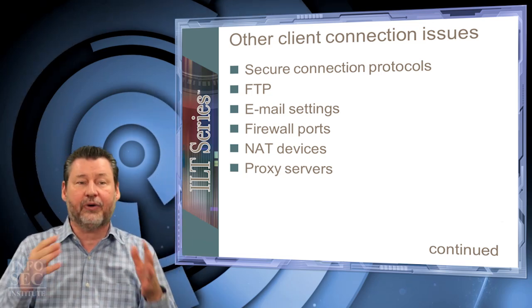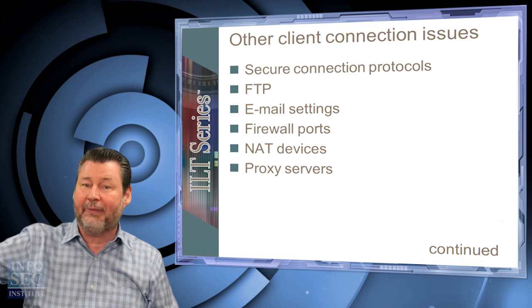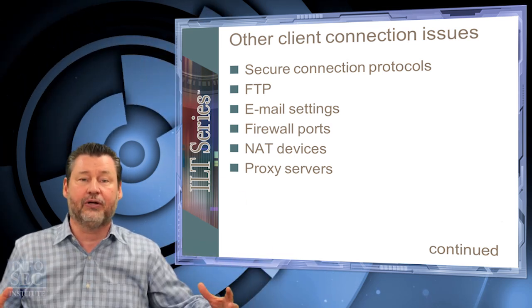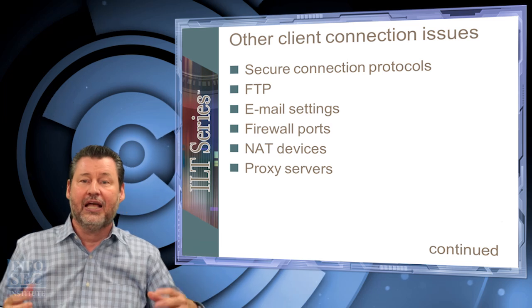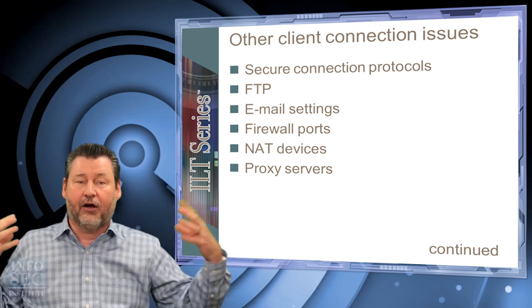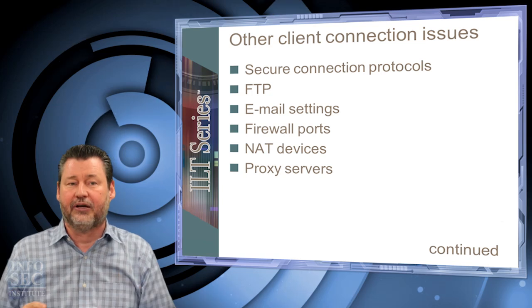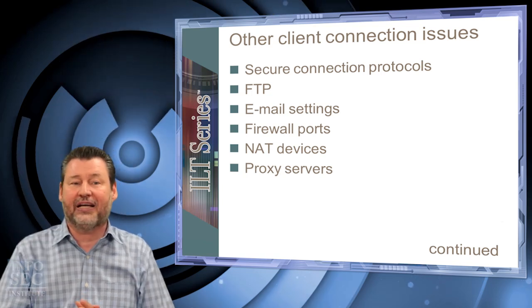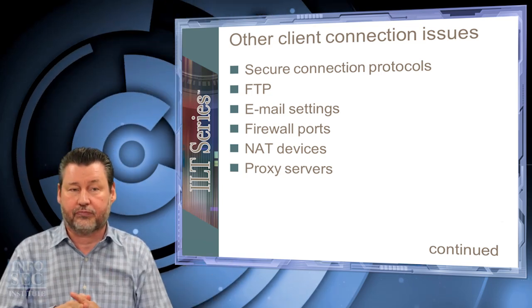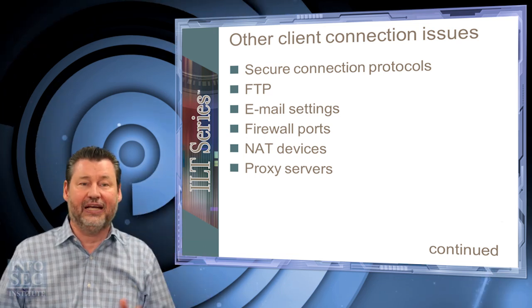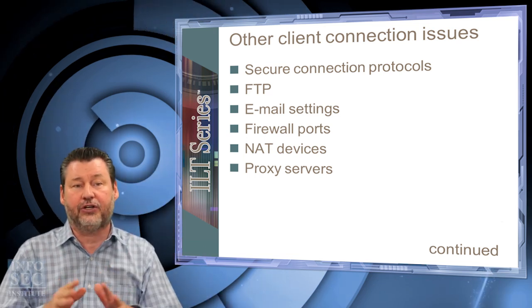NAT devices, network address translation, takes a public IP and converts it into a private IP. You can have lots of computers behind your NAT router. They all have their private IP addresses, 192.168 dot something. And you have one public IP on the other side. They all share it. It helps manage the depletion of IP addresses, but provides a lot of security too.